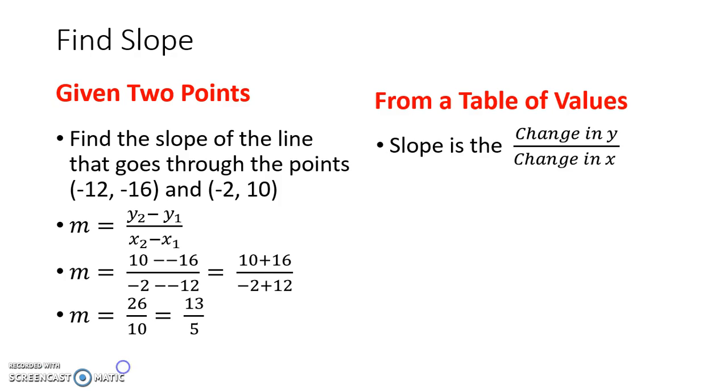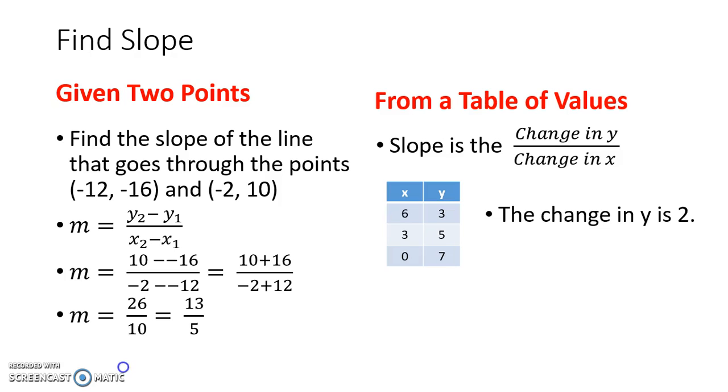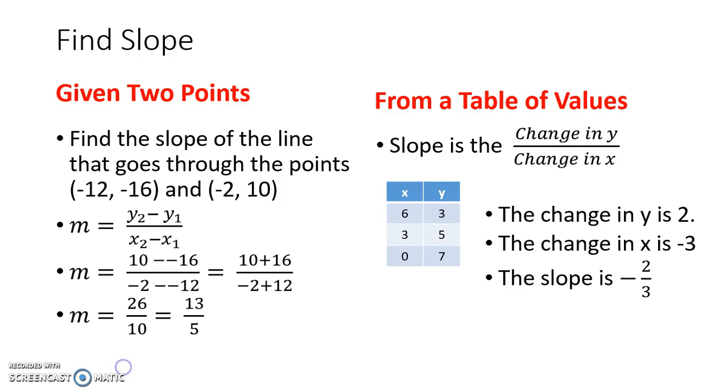From a table of values, we know that the slope is always the change in y over change in x, rise over run. When I have a table of values, you look at your change in y. So I notice from 3 to 5 and then 5 to 7, I'm adding 2. My change in x from 6 to 3, then 3 to 0 is a negative 3. So my slope in this example would just be negative 2 over 3, or 2 over negative 3. The slope is negative because of negative 3.